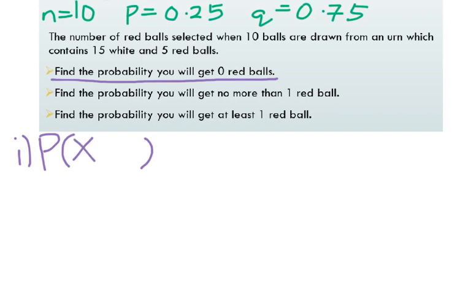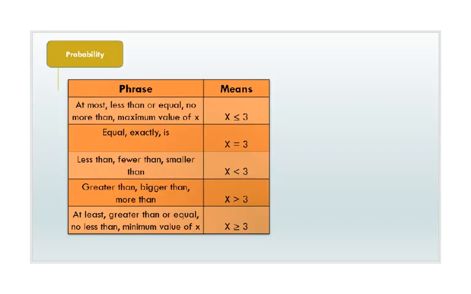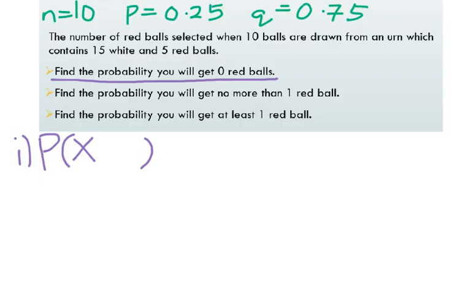So when we get 0 red balls, it means the number of red balls is 0, right? If we refer back to the table of phrases just now, it is here, which means that what we are looking for is x equals 3. So we substitute this into our value just now. x equals 0 in our case, because we get 0 red balls. So that is the first probability that we want to find.